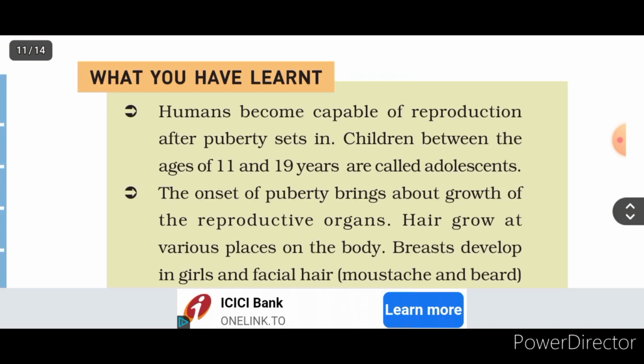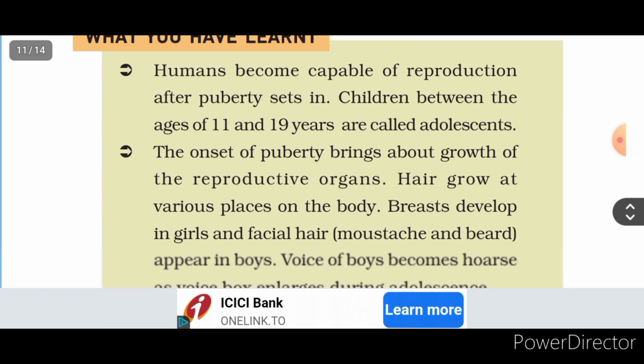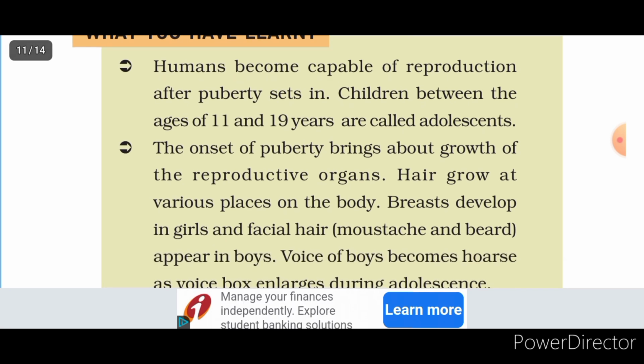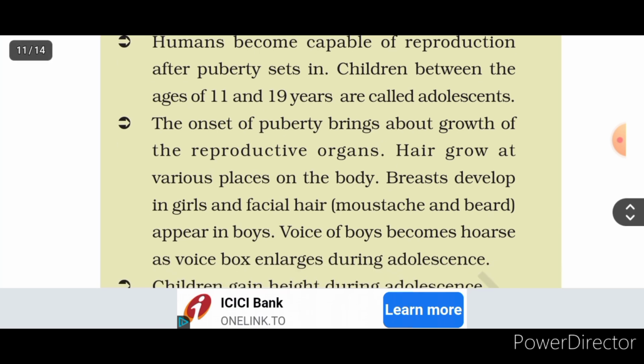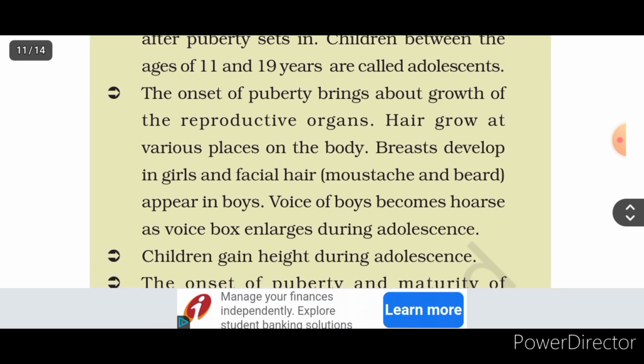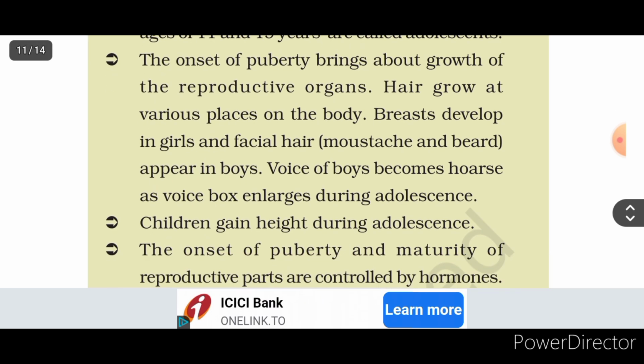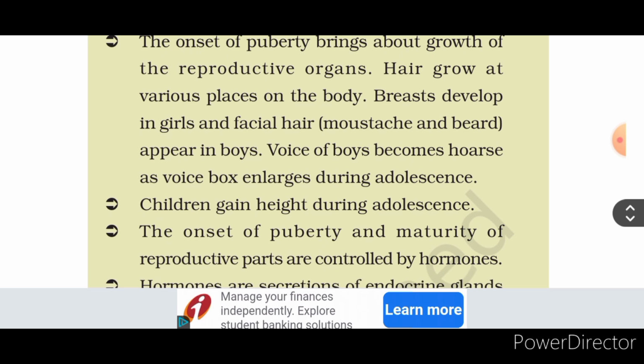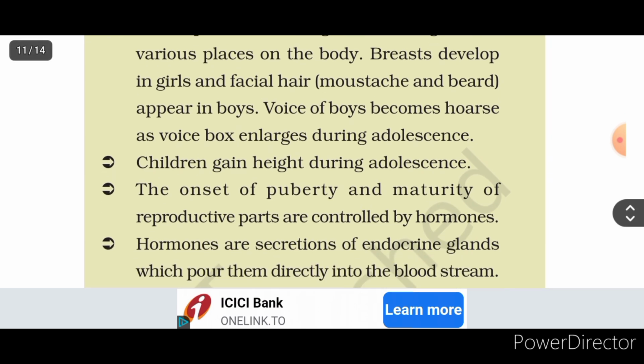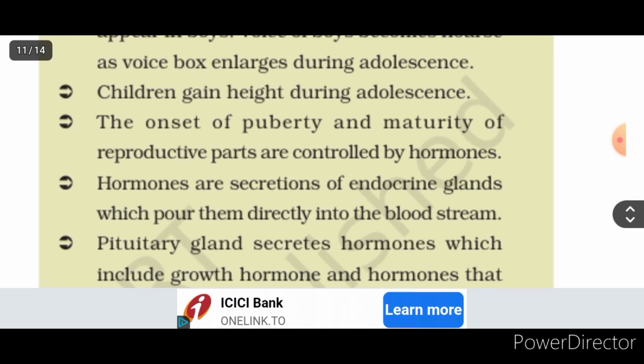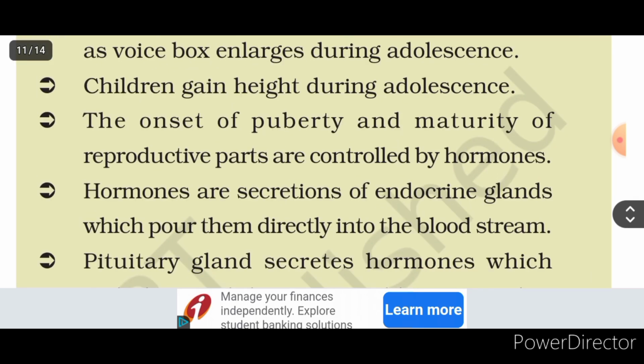What you have learned, humans become capable of reproduction after puberty sets in. Children between the ages of 11 and 19 years are called adolescents. The onset of puberty brings about growth of the reproductive organs. Hair grows at various places on the body. Breasts develop in girls and facial hair, mustache and beard appear in boys. Voice of boys becomes harsh as the voice box enlarges during adolescence. Children gain height during adolescence.